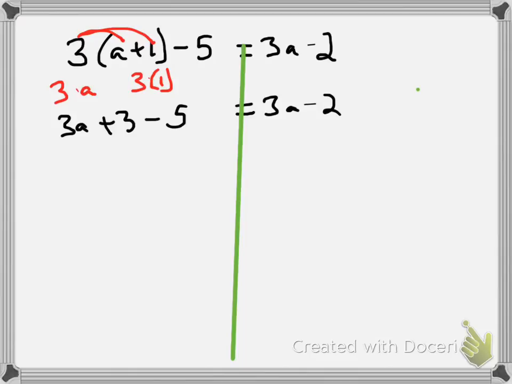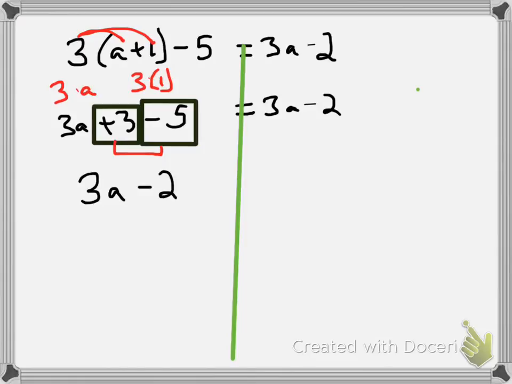So hopefully you recognize that these two are like terms, aren't they? So because they're like terms, we can add them together. They're both on the same side. So what is 3 minus 5? Negative 2. So I got 3a minus 2 equals 3a minus 2. Well, that's a little strange. Look at that for a second.